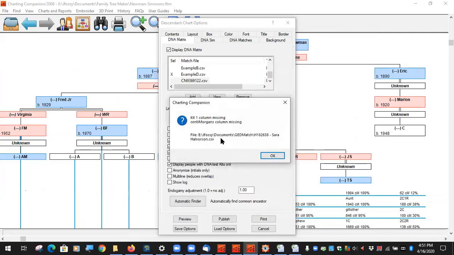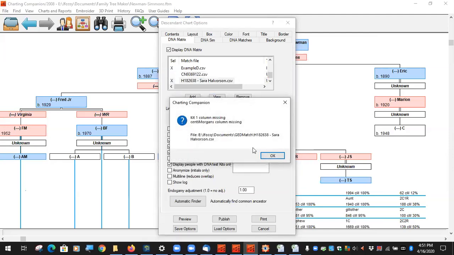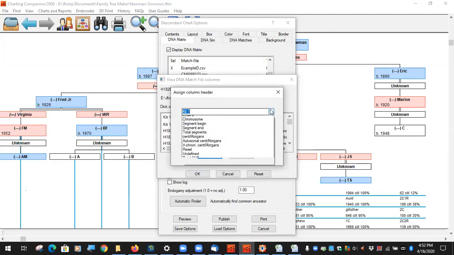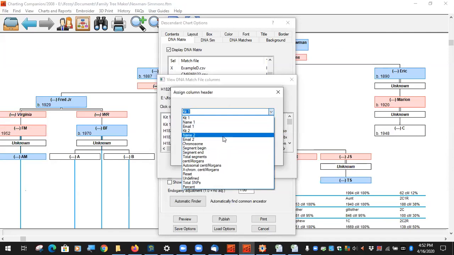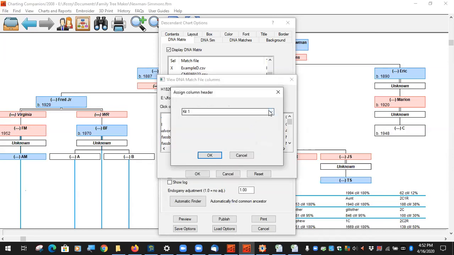All of a sudden, oh, hey, I don't understand that file. Well, if you click on it, click view, it's going to give you that message again. It's going to show you the first few lines, and then basically you can manually assign them. Well, okay, this one is her kit 1. This one's her kit 2. I mean, it seems obvious, but some of them aren't. You need at least 3 fields, the kit 1, kit 2, and then the centimorgans. And then this total CM, that's the centimorgans.